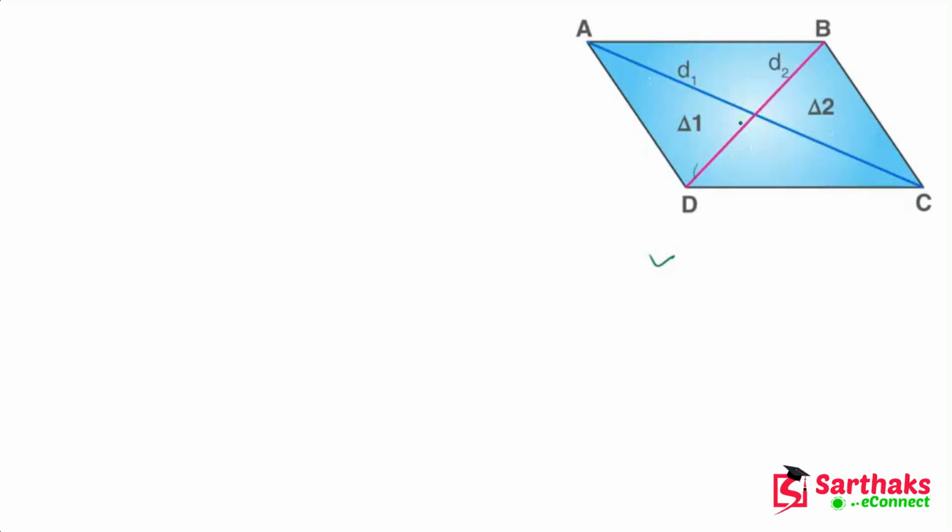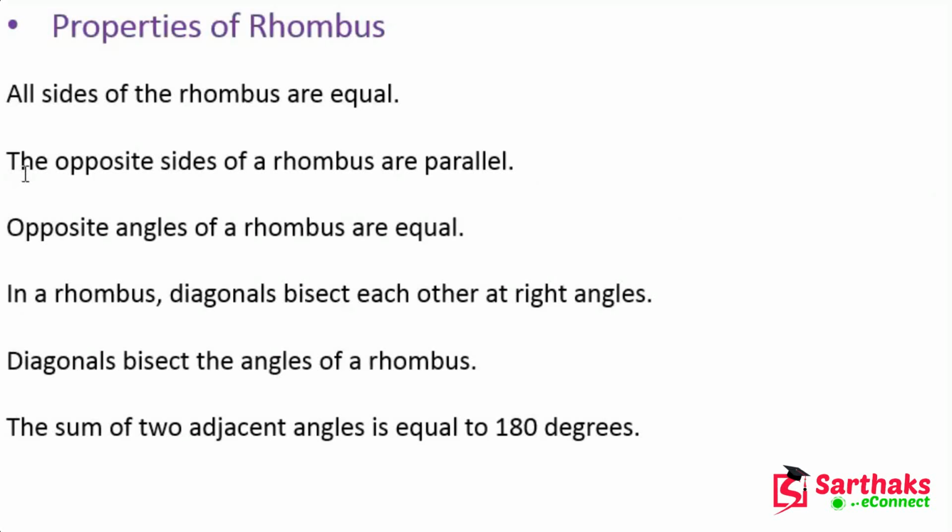So all the sides are equal. And here you can see that opposite sides are parallel also. Diagonals bisect each other at right angles. Now let's see the properties of a rhombus.